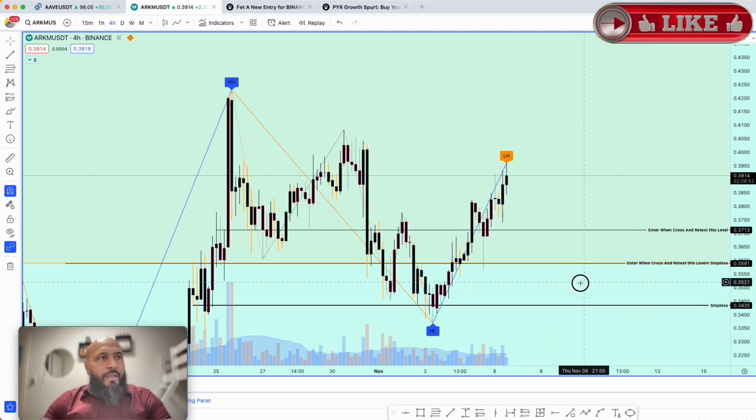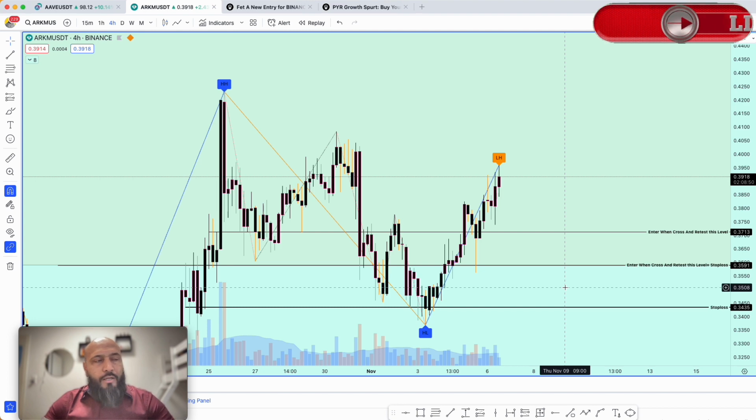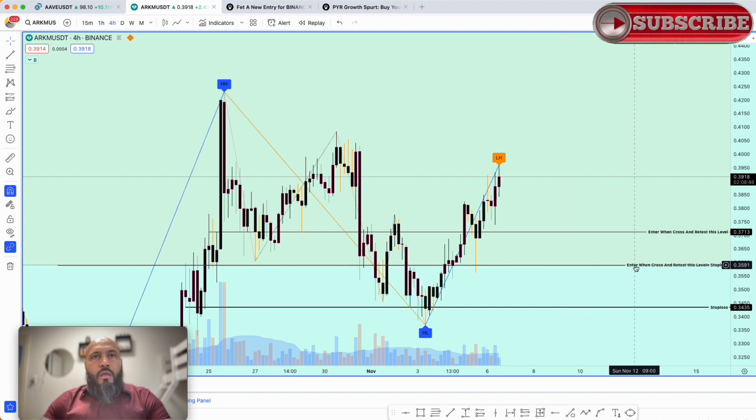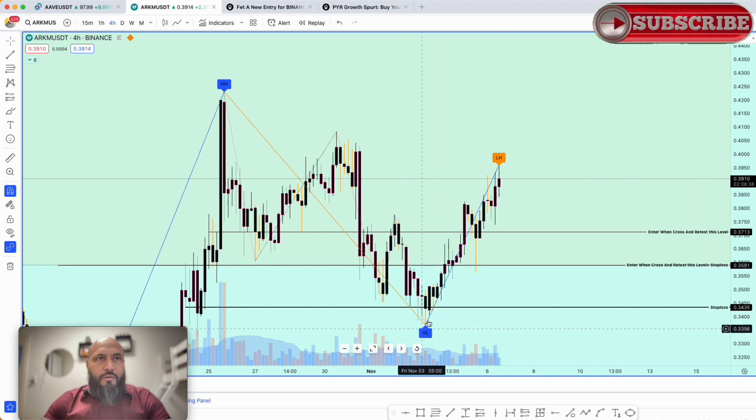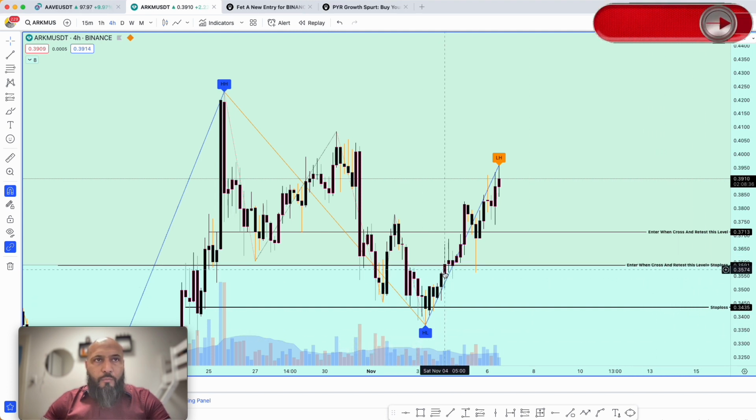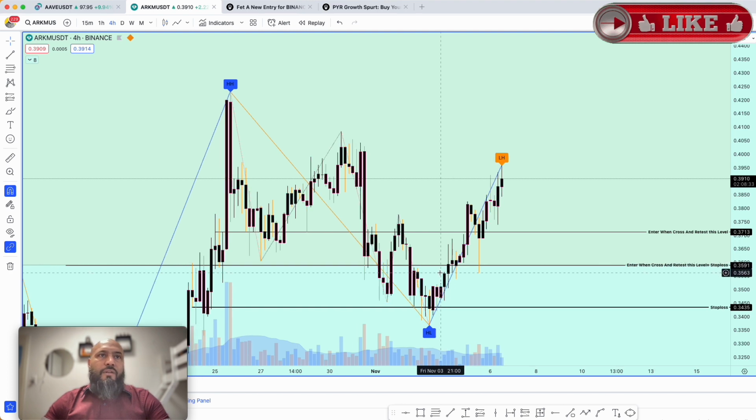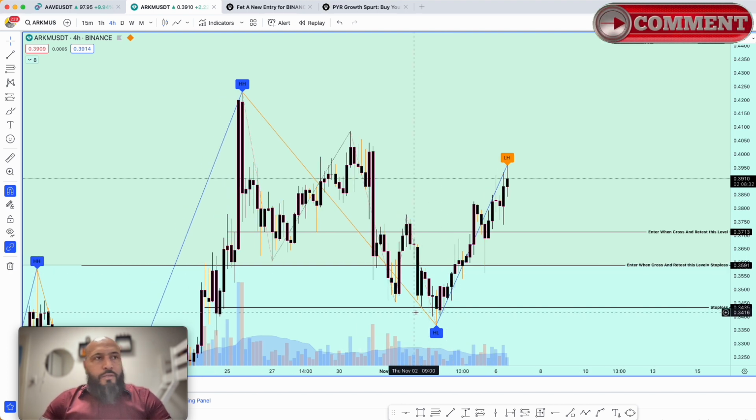In all of my charts, signals and forecasts, I always give this line. This obviously means: enter when the price crosses and retests this level. So first of all, I have to explain why I write this.